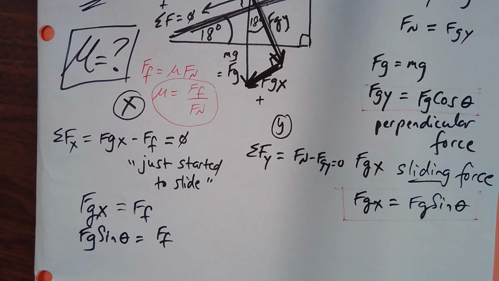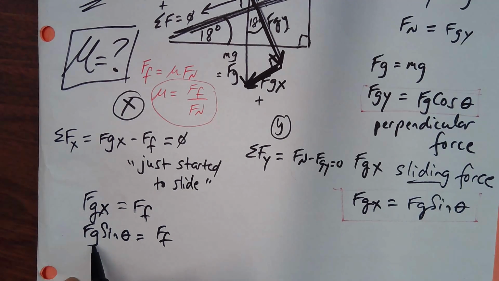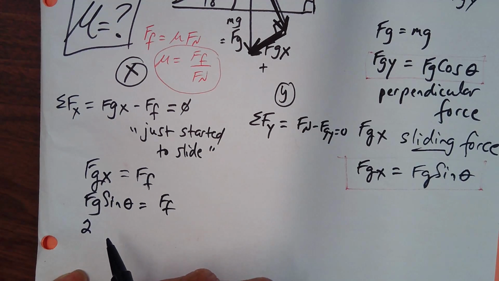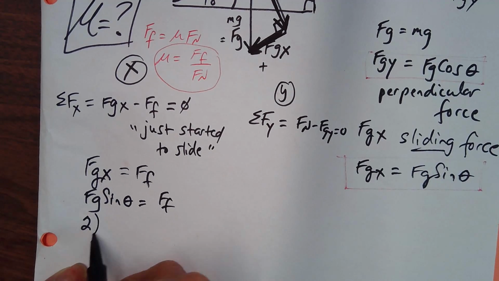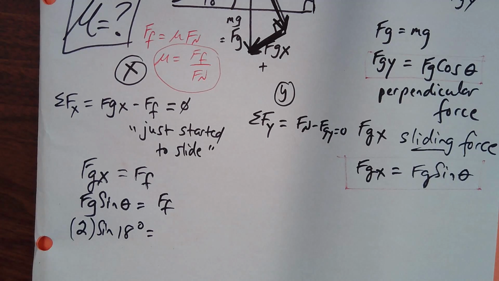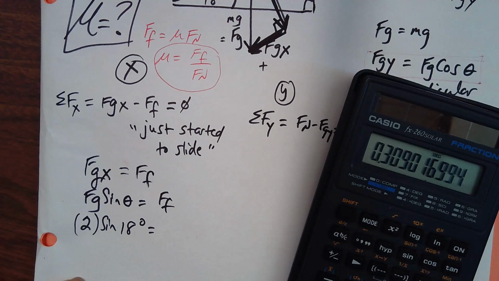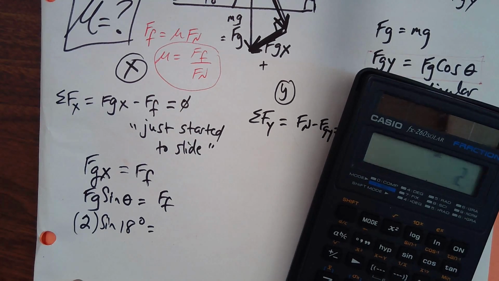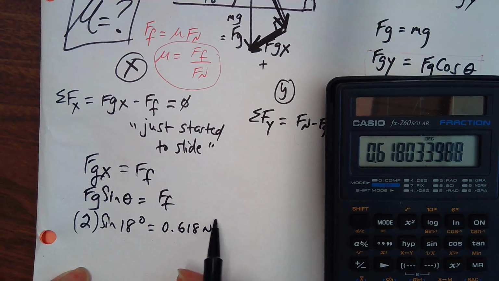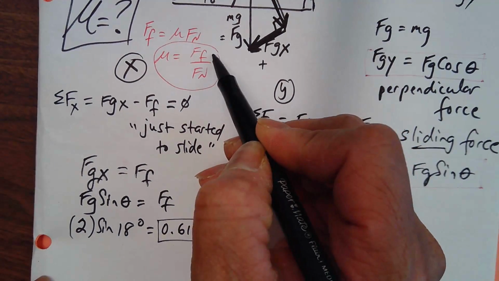Do you guys remember when I lifted it? It was 2, I think, right? 2 Newtons. So 2 is the FG times sine of 18, and that gives you your F of F. All right, let's come up with that number. You guys calculate this for me. Let's see what you have. I'm on degree mode, times 2. What do you get? 0.618 Newton. Did you get that one? Okay, so we have the frictional force.